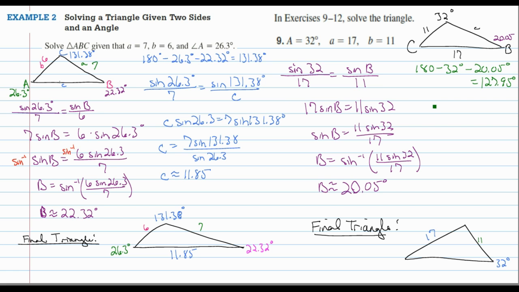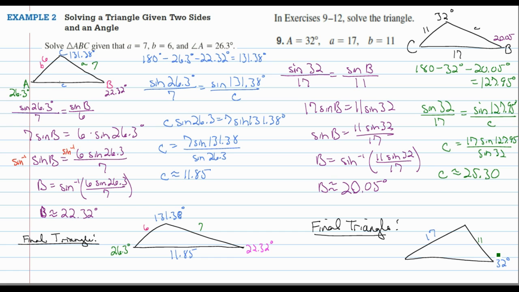And that means I get 127.95 degrees. So now I'm going to set up the initial proportion again because I know that angle A is exactly 32 degrees and I know that side a is exactly 17. I'm going to set that equal to the sine of 127.95 degrees divided by side c. Again, I'll cross multiply to save us a little time. c equals 17 times the sine of 127.95 degrees divided by the sine of 32. So c is about 25.30 units.